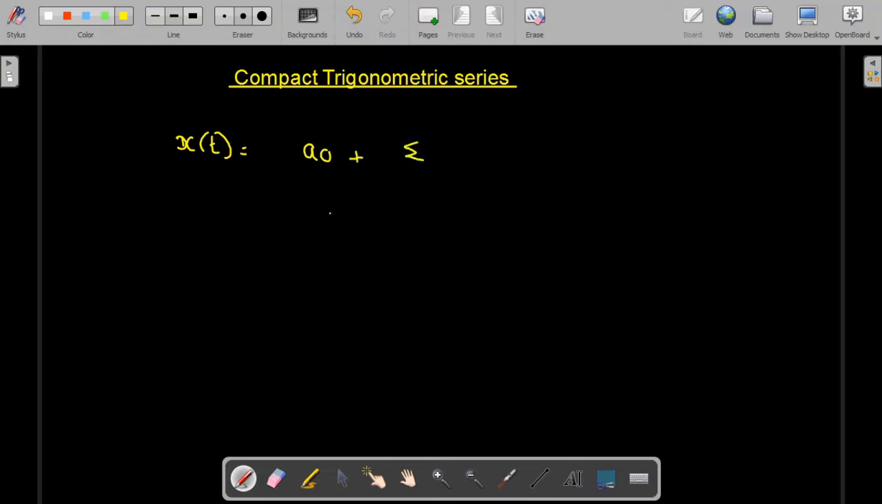and we have infinite number of cosine terms, and also infinite number of sine terms, where here the omega naught is the fundamental frequency. So this was the general representation of the trigonometric expansion.